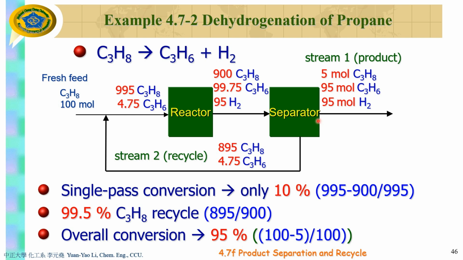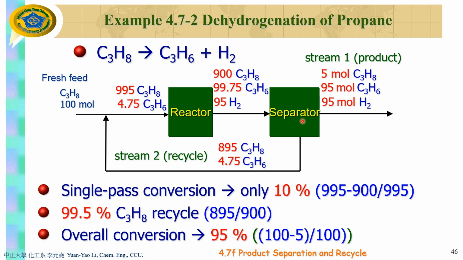So what does this story tell you? In order to have a very good overall conversion, you can have a very good reactor. Or you can have a very bad reactor plus a very good separator. Alternatively, it depends on how much money you can spend: plan A is a very good reactor, plan B is a very poor reactor plus a very good separator. This is what engineers need to think: which one can save money and give you more profit?